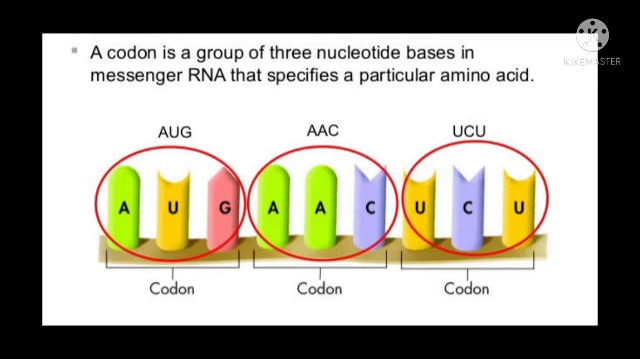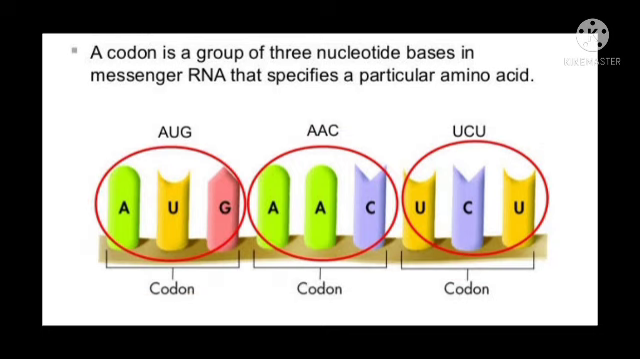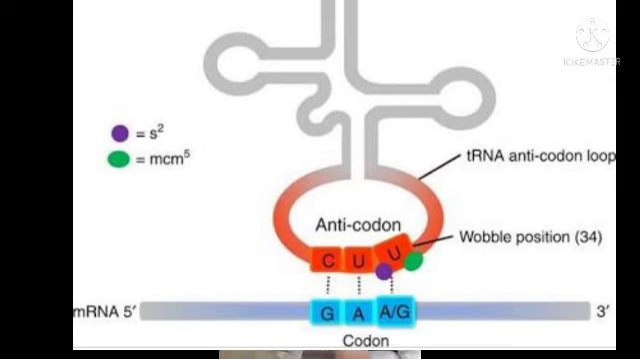I hope it is visible for you all. And here are triplets of nucleotides, and they are present on mRNA, and these triplets are called codons. Right? When this codon of mRNA matches with the anticodon of tRNA, then it produces protein synthesis in the ribosome, that is rRNA.